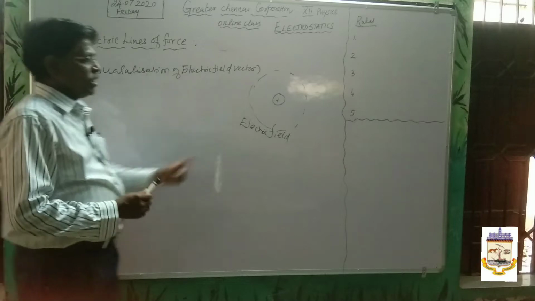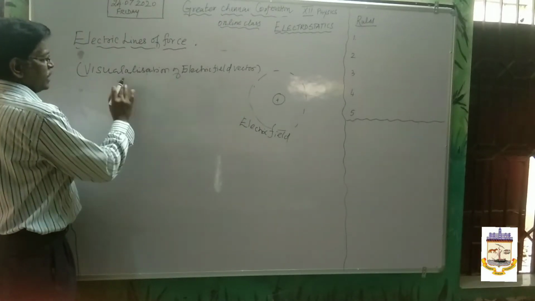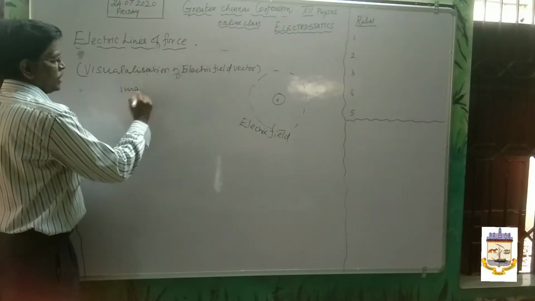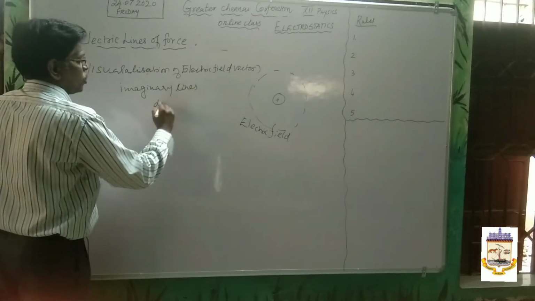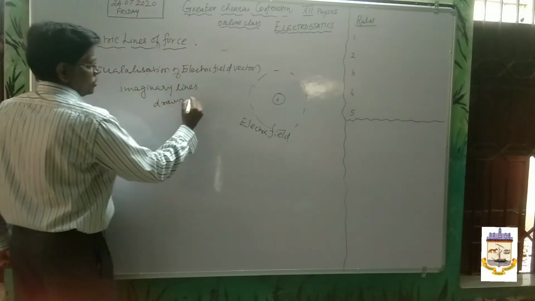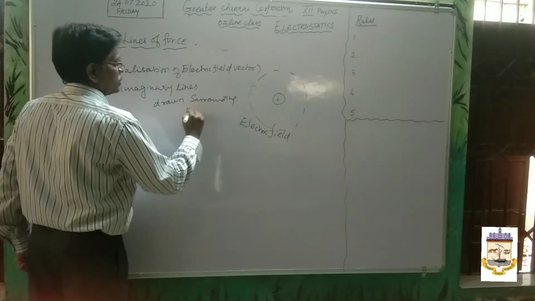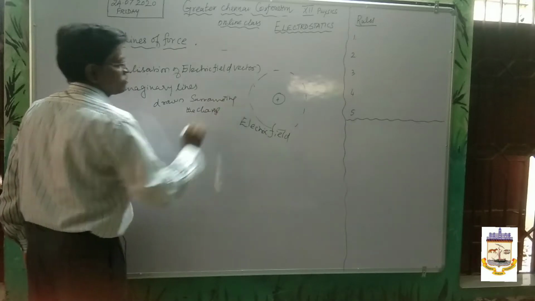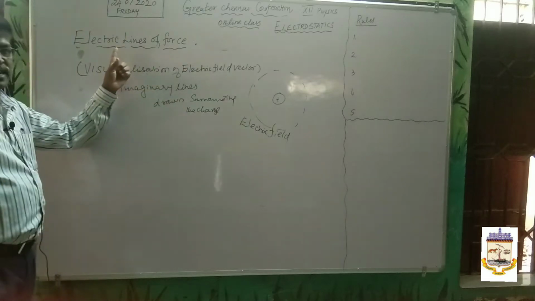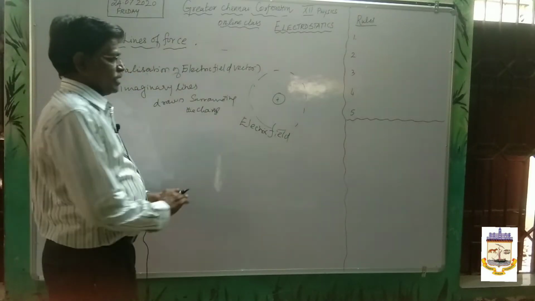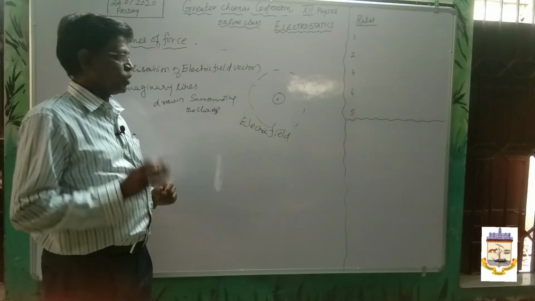Okay. Now, how to draw the lines? First of all, the electric lines are imaginary lines drawn surrounding the charge, any charge. If you draw the lines surrounding the charge, it is nothing but the electric lines of force. Now, let us see how to draw the lines for a single charge or an individual charge.